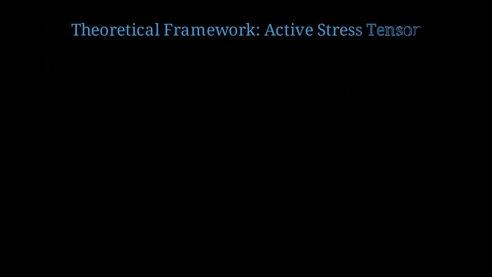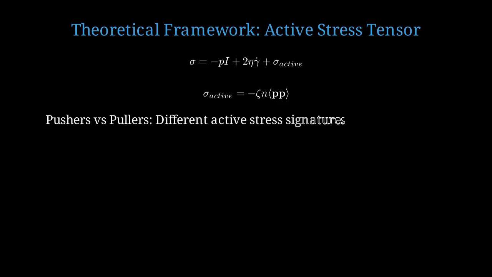Theorists have developed a framework to describe this using an active stress tensor. The total stress tensor sigma equals negative pressure times the identity, plus 2 eta times the strain rate, which is the viscous stress, plus an active stress contribution. The active stress is proportional to the number density n of swimmers times the average of their orientation tensor. The sign and magnitude depend on whether the swimmers are pushers or pullers. Pushers like bacteria push fluid backward and create extensional flows. Pullers like algae with frontal flagella pull fluid forward and create contractile flows. These give opposite signs of active stress.